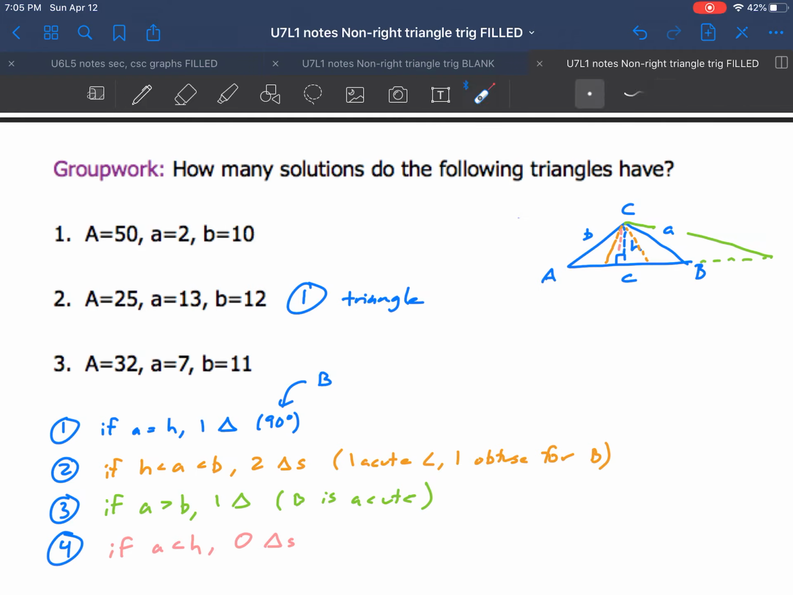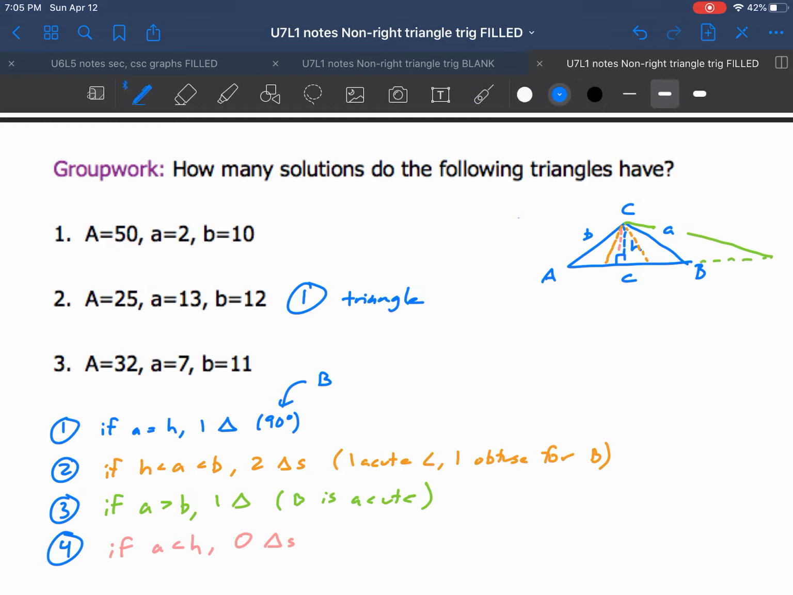Here's one that's pretty suspicious because A is 2 and B is 10, right? So it's that. And we also have this angle. So we could compute this perpendicular height if we have B and we have the angle, right?